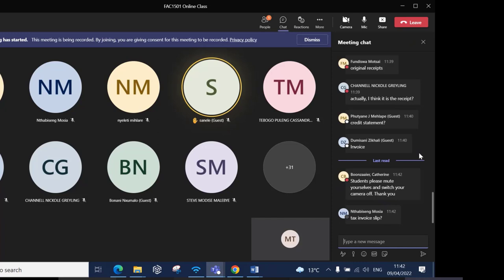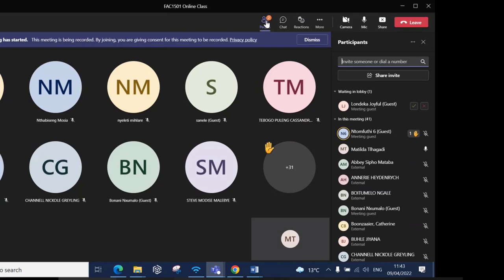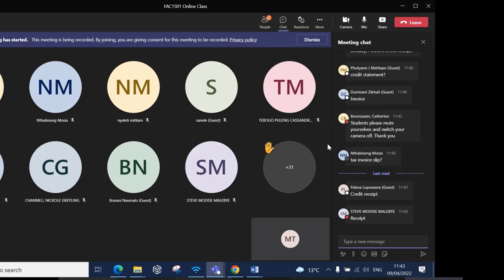Guys, so you're saying that when you open an account at Woolworths and then you buy maybe food, definitely you'll get a tax invoice. But when you open that account initially, what do you get? What do you get initially? Palesa is saying credit receipt. Steve is saying receipt.